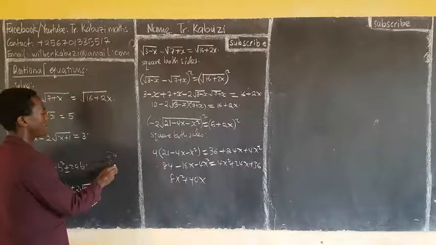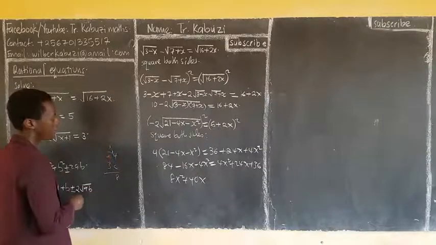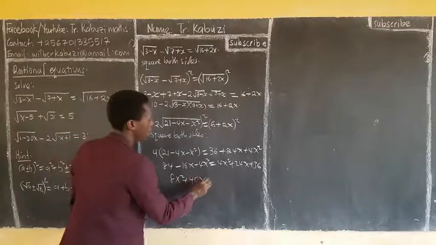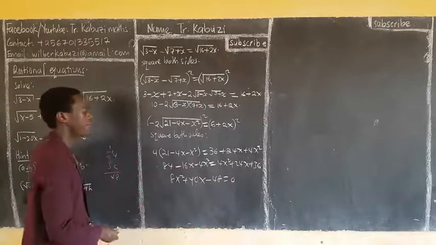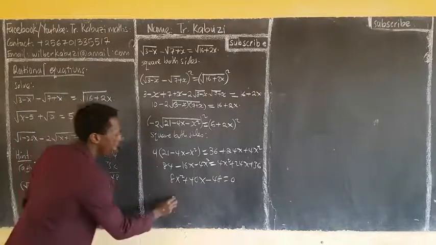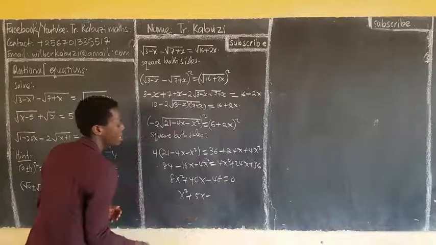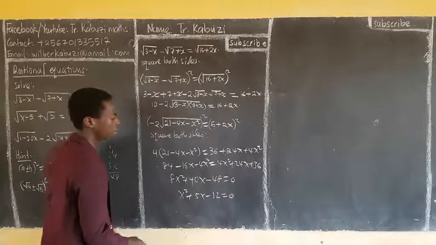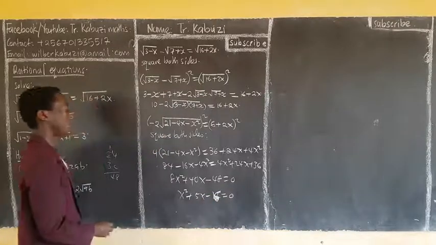Now when I take the other side, you just get 84, you subtract 16. Here you have 8, here you have 48. So this side will be now minus 8 equals 0. So that you can divide it through by 8. Divide by 8, you have x squared then plus 5x then minus 6 equaling 0.